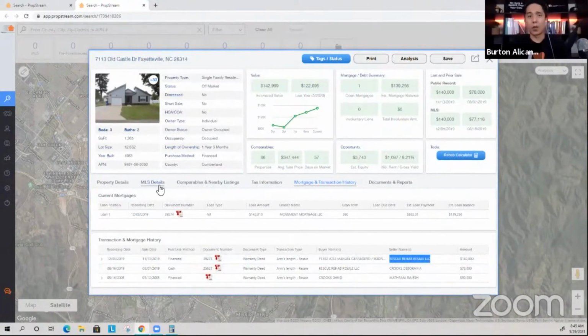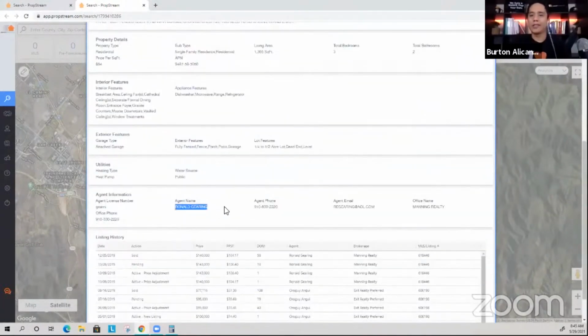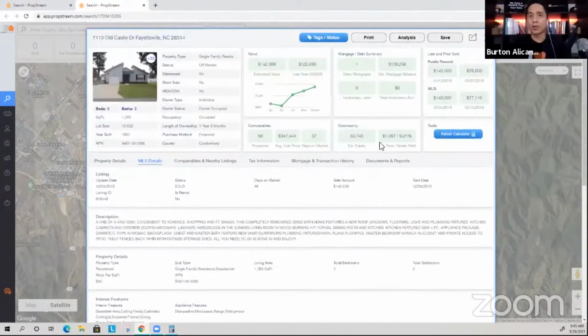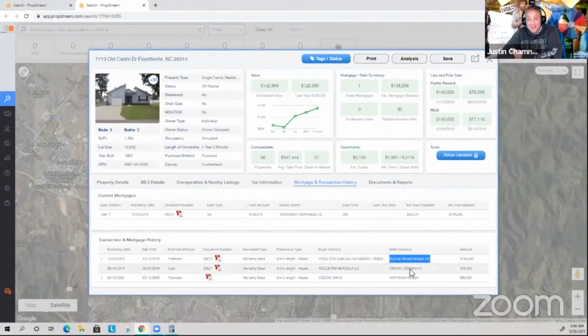Or the other easy way is go into the MLS details and just call the agent directly. Ronald, what's going on? I got a contract in the neighborhood. Just wondering if you could help me out with some buyers. I see that you represented a company called Rescue Rehab recently. Do you know of contact information there?